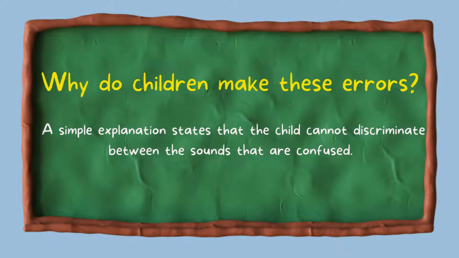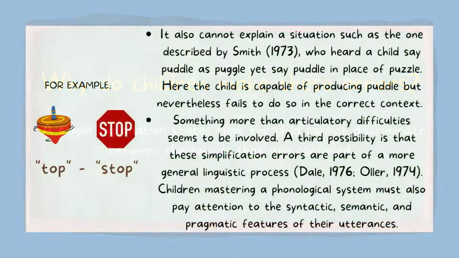Why do children make these errors? A simple explanation states that the child cannot discriminate between the sounds that are confused. For example, the child might actually hear "stop" as "top." Another possibility is that the child simply cannot produce the omitted sounds. Though somewhat plausible, this view cannot account for studies of imitation that show that many errors made in spontaneous speech are not made in imitation.